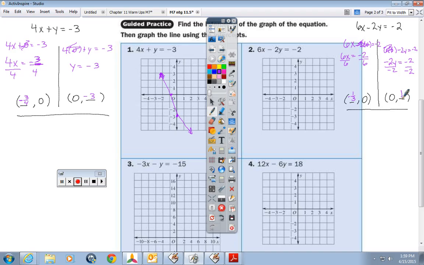Okay, so now I have my 2 intercepts. -1/3, 0, which is right about here, and then 0, 1, which is here. And I would connect my dots, draw my line, and I would be done. Okay? Now 2 more.